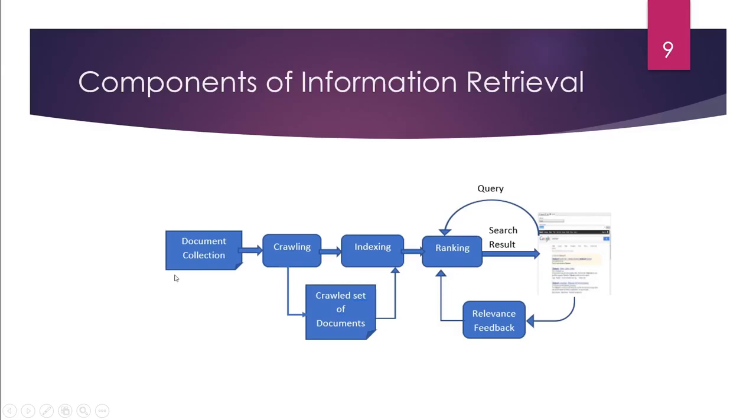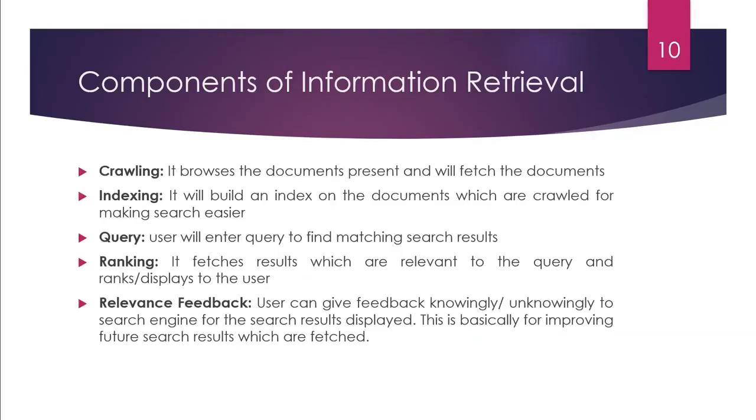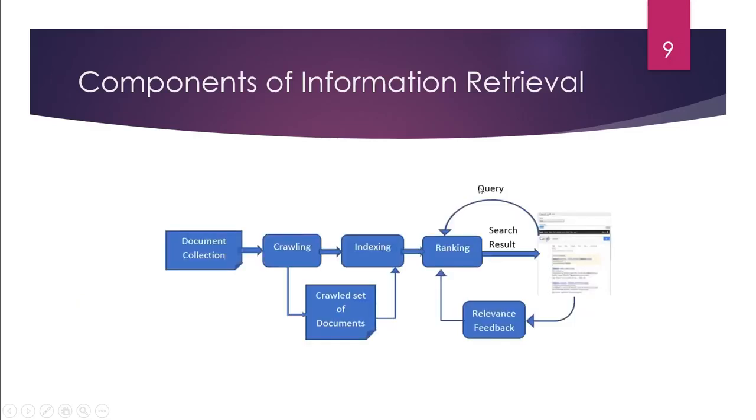Now basically what does this mean? If you look at here, it is written that it browses the document present and will fetch the document. So basically, if any new web page or website has been included into this document collection, Google has to take note of that document. It will navigate through that document, check the document content, and it will create a copy of that document and store with it. If you see, the output of crawling is a crawled set of document, and this crawled set of document will be given as an input to the indexing.